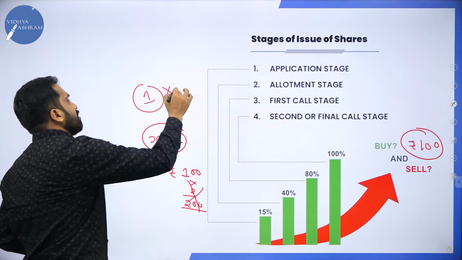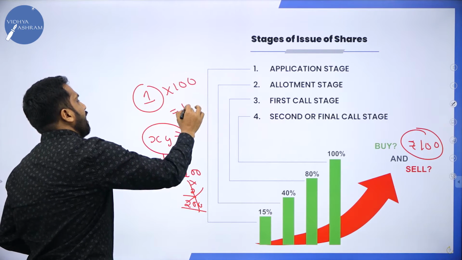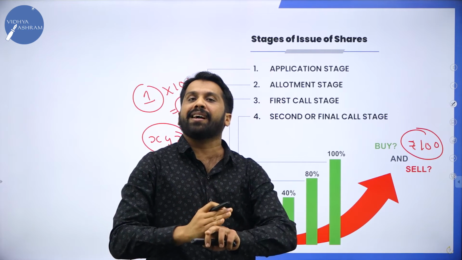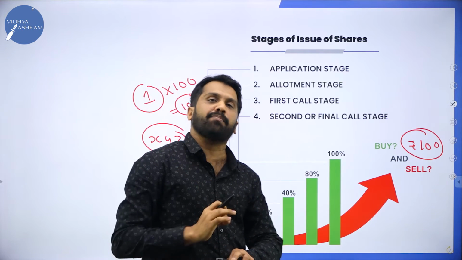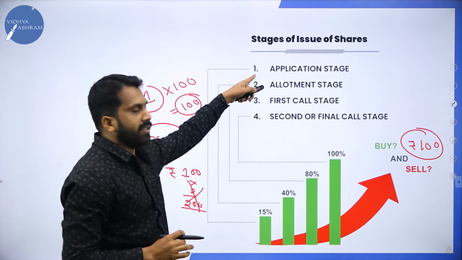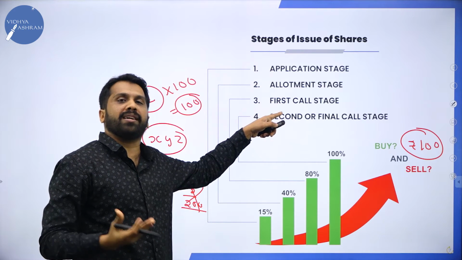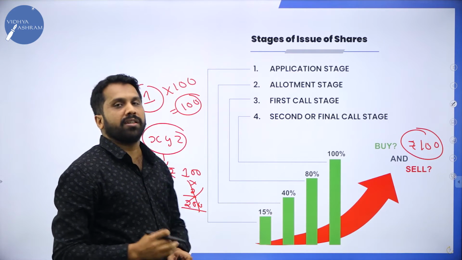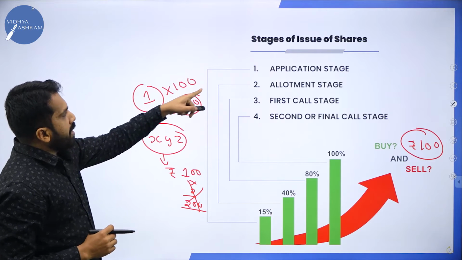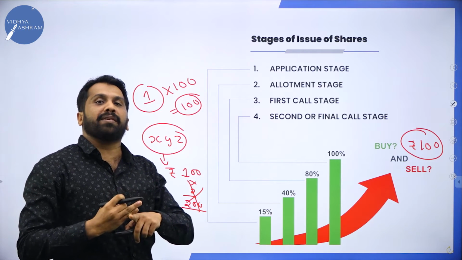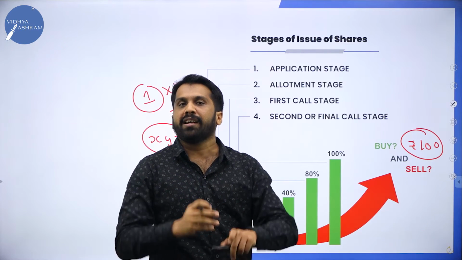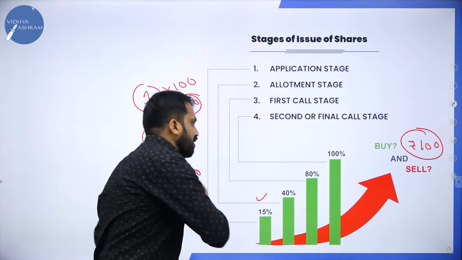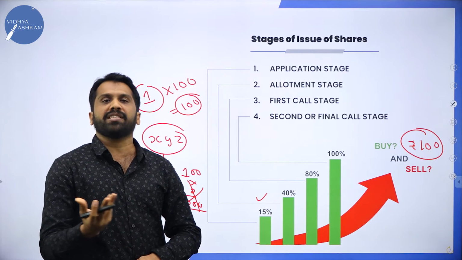If I want to purchase 1 share, how much do I have to pay? 100. What is the total value? 100. I will not pay 100 as a lump sum or single payment. I can go like this: application, allotment, first call as well as final call. What is the procedure now? At the time of application, the company will give us an application. At the time of submitting the application, I may pay 15 rupees. The application price will be 15.